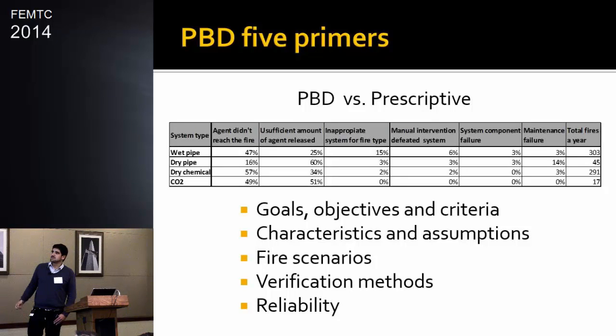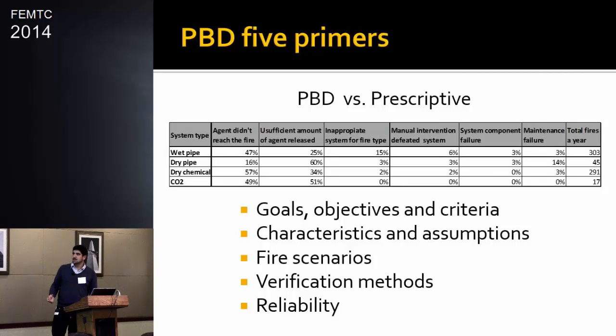So they discovered that in certain fires there had been some problems with the normal prescriptive design for fire sprinklers. In some cases, the agent didn't reach the fire. There was insufficient amount of agent release, inappropriate fire system for the fire type. And so we can see there's some improvement we can make in this kind of fire sprinkler designs. Okay, those five primers are goals, objectives, and criteria, characteristics and assumptions, fire scenarios, verification methods, and reliability.